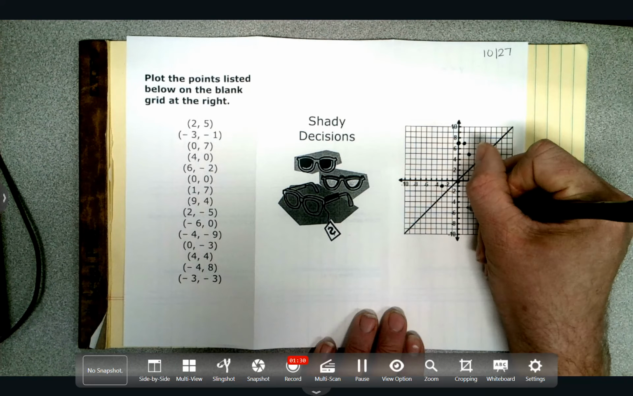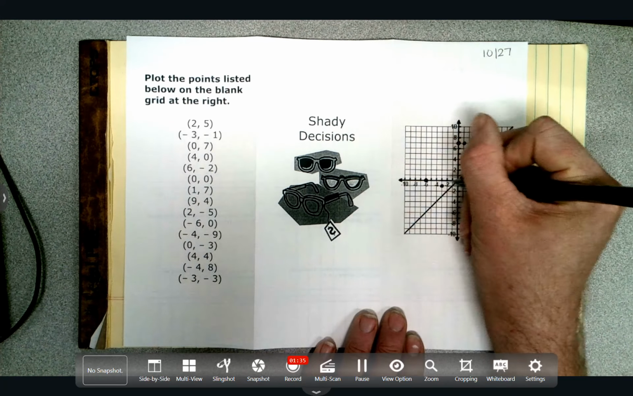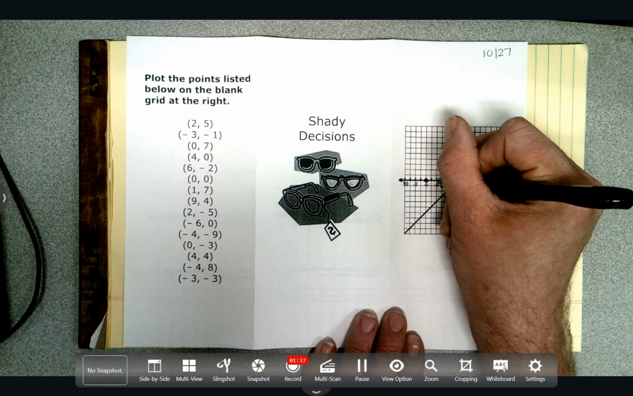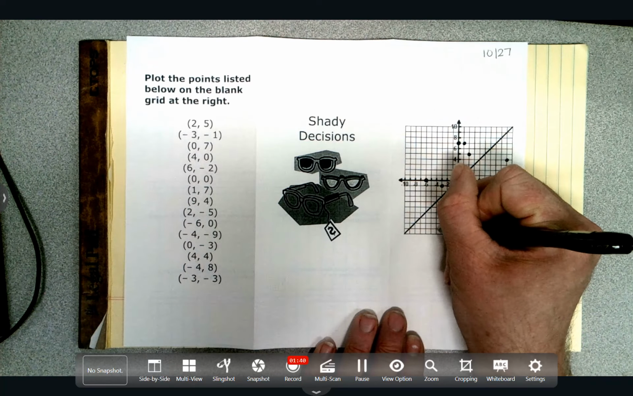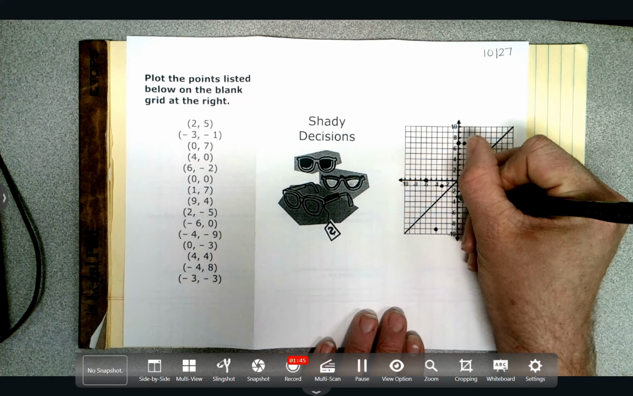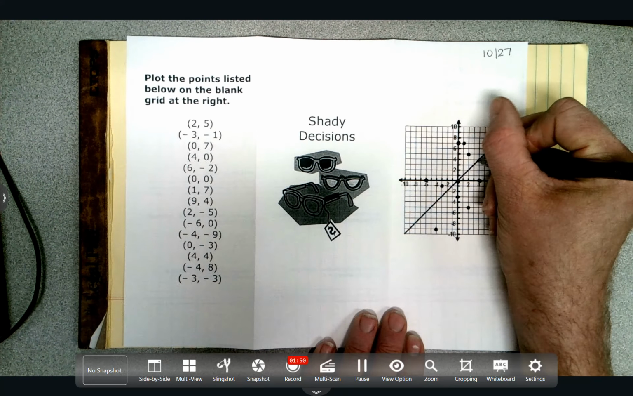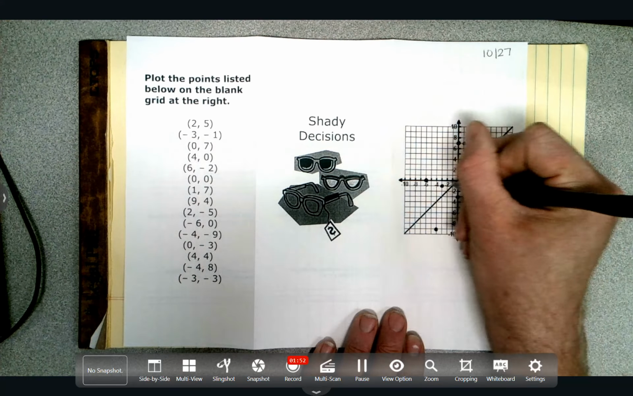2, -5. -6, 0. -4, -9. 0, -3. 4, 4. -4, 8. -3, -3. Okay, so we've got those points plotted.